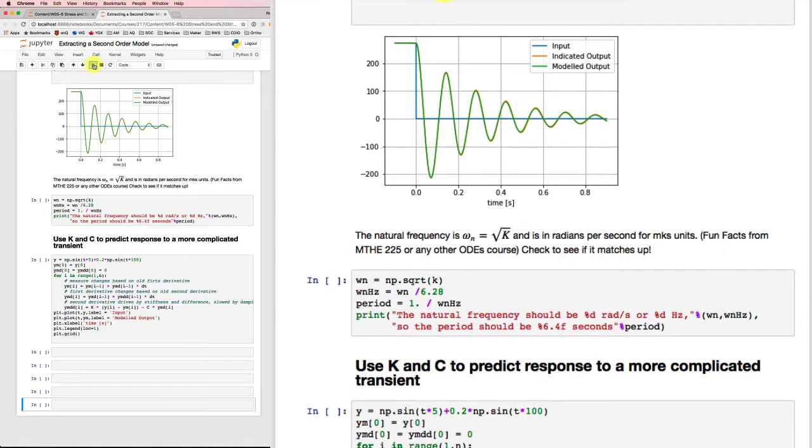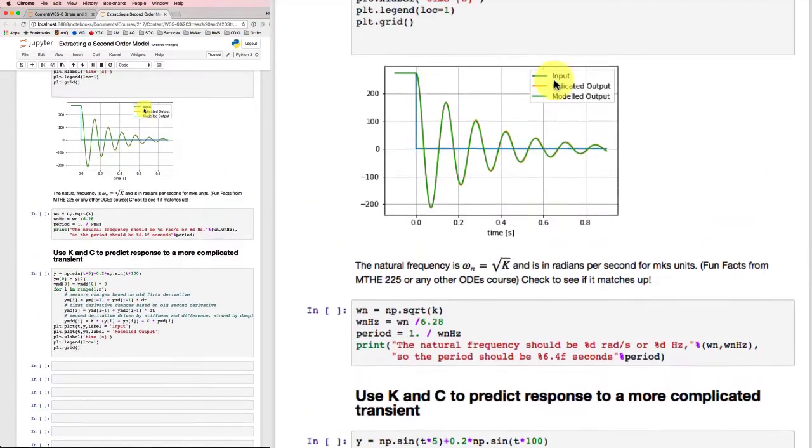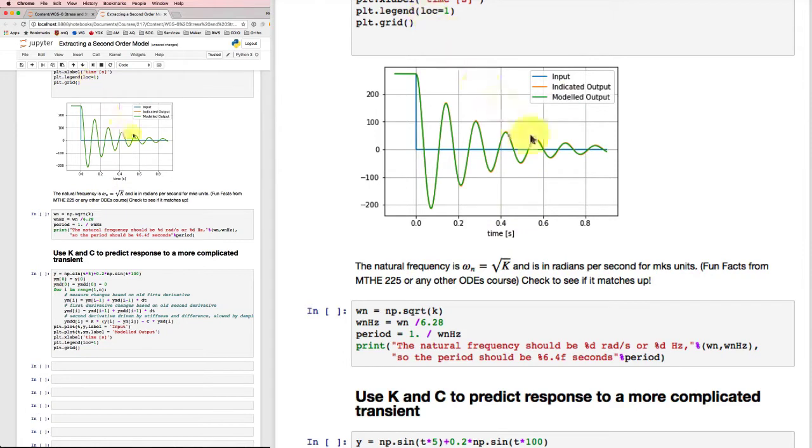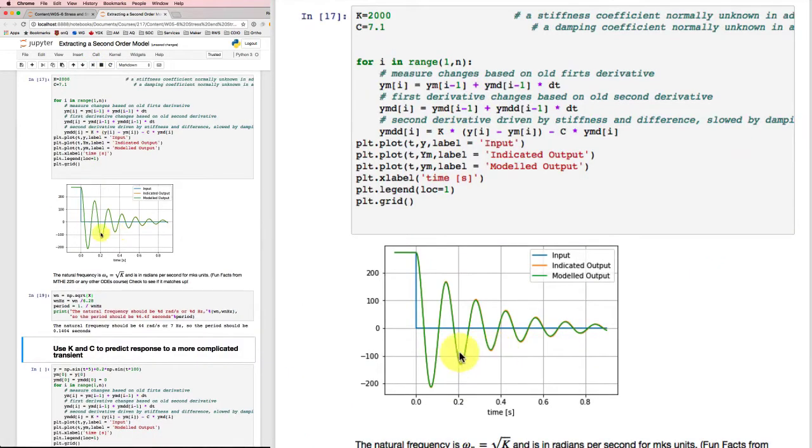So I've been able to now extract these values here. I've got some values for K and C, and the natural frequency is going to be the square root of that capital K in radians per second. So let's check and make sure it matches up. So if I run this, okay, so that should be about 44 radians per second, or 7 hertz. So the period should be about 0.1404 seconds. So going from there down to there and back up again, that looks like about 0.1404 seconds. So my natural frequency is matching up, and that's good.